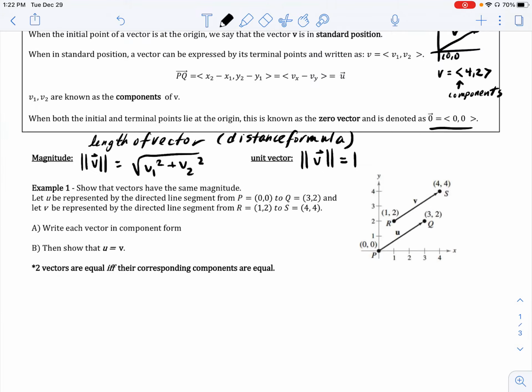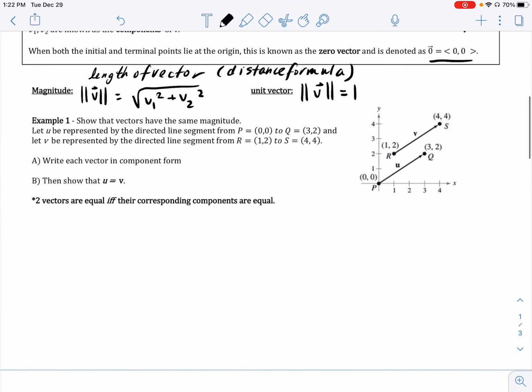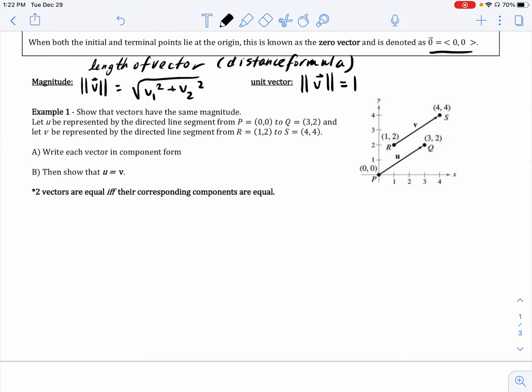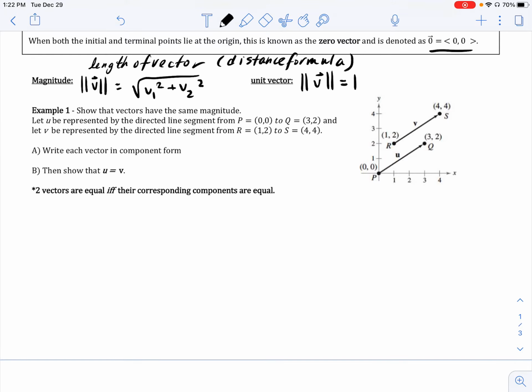So let's dive into some problems because I think it'll help us understand some of this terminology more easily in its applications. We have two vectors here. We've got vector v and vector u. We could also describe vector v as being vector rs. That's one way of describing it. And similarly, we could describe vector u as being vector pq.